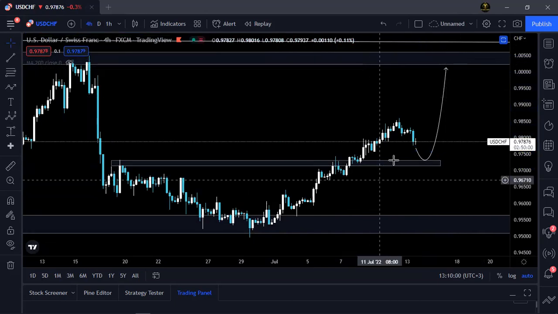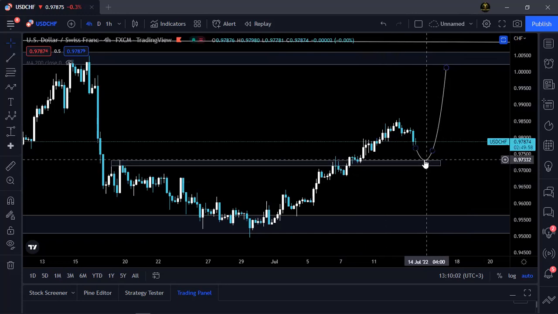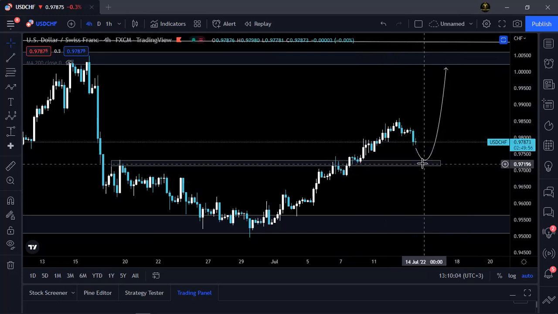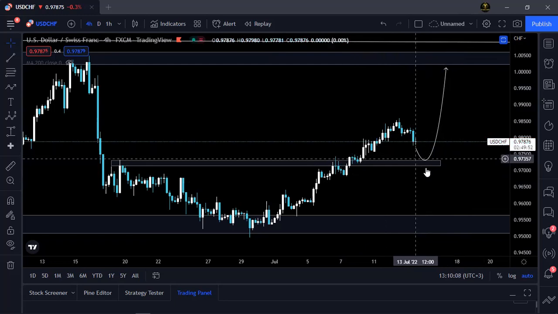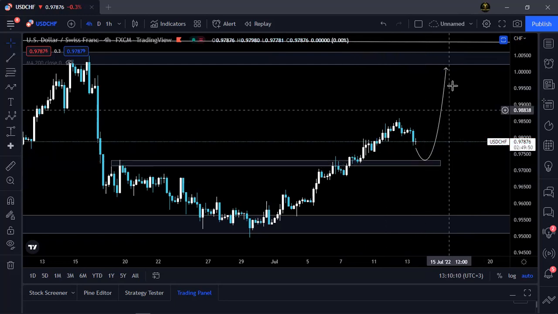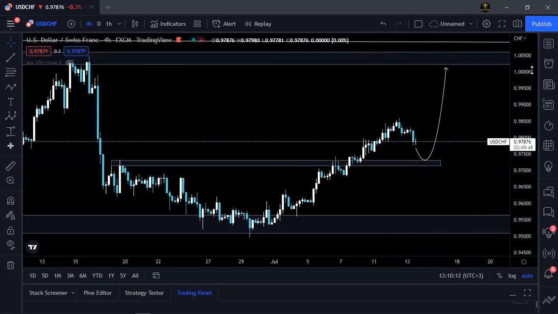Currently, I'm anticipating to see prices retrace until here, as the bearish momentum is just kicking in. I'll be anticipating to see prices fall until they reach this support area here, then for us to go bullish until it reaches around 1.